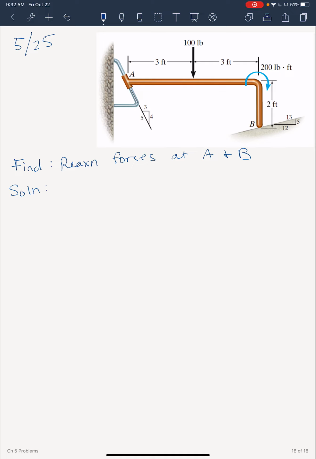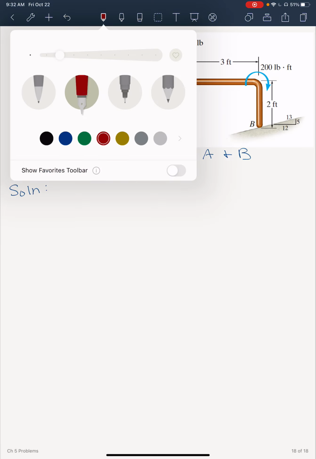This is problem 525 from the textbook. The text reads, determine the reactions on the bent rod, which is supported by a smooth surface at B and by a collar at A, which is fixed to the rod and is free to slide over the fixed incline rod. So with the smooth end, it just gives us that there'll just be a force that is perpendicular to that surface.